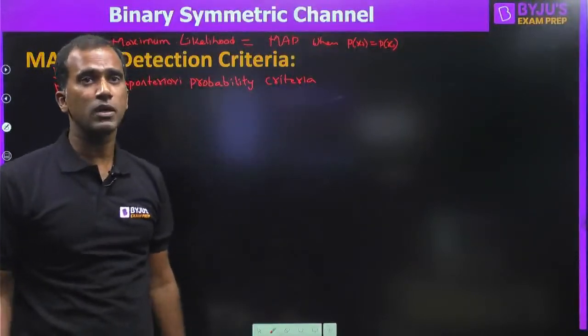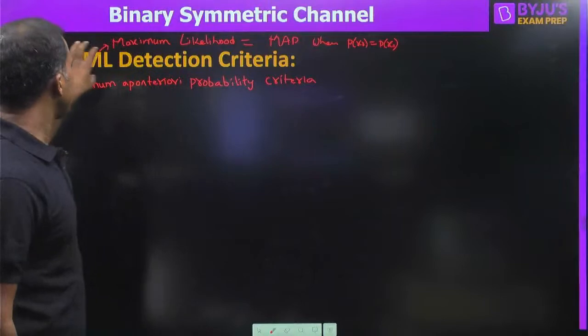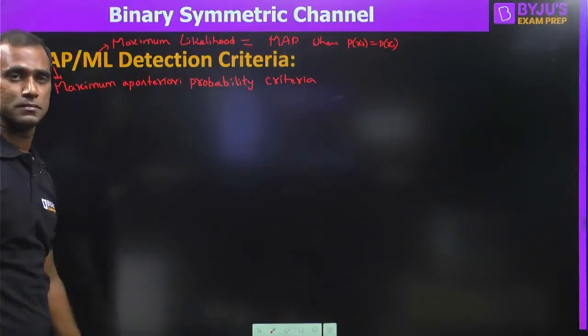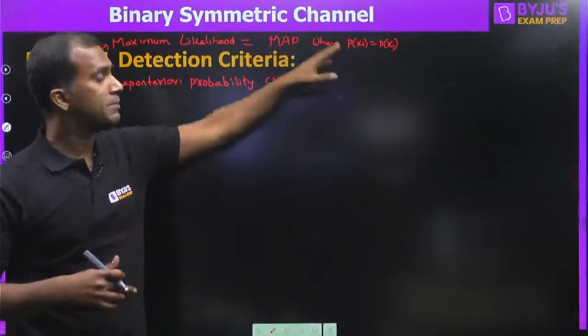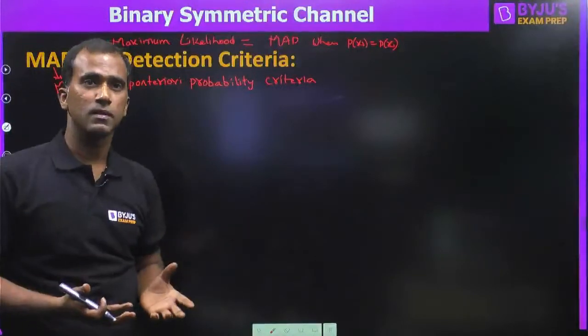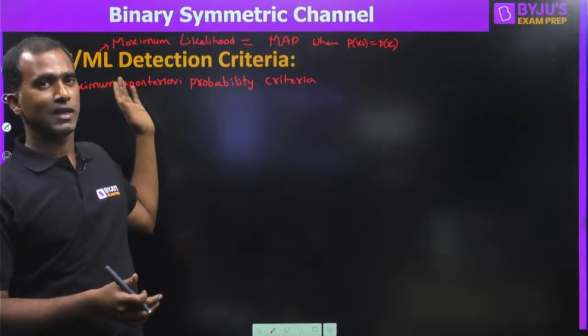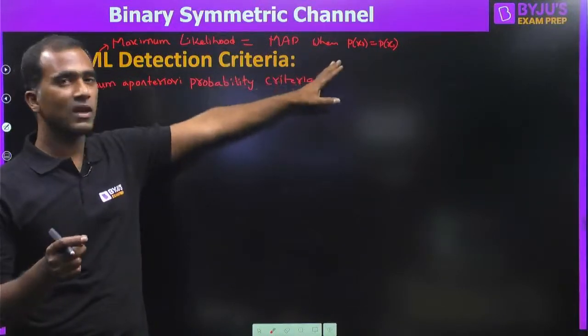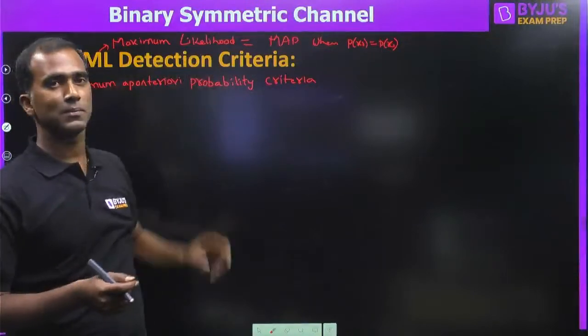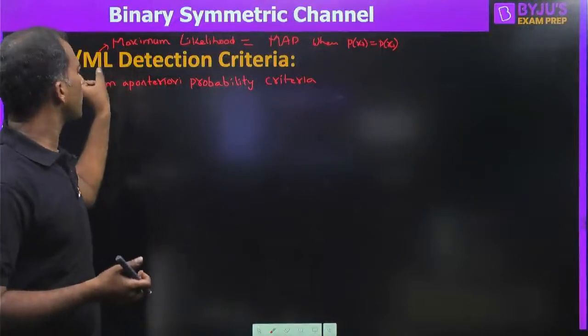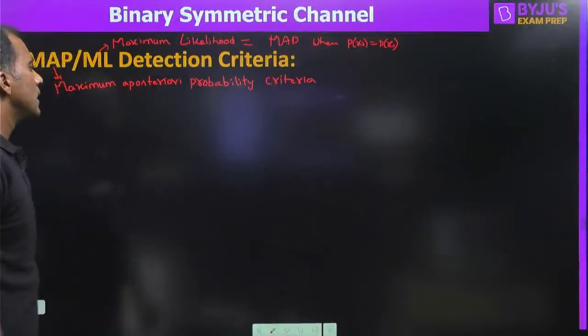If those probabilities are not equal, then we are not talking about ML, we are talking about MAP. So MAP, the special case is ML. MAP talks about all types of probabilities. P of x0, P of x1 can be anything. Any combination of P of x0, x1, MAP addresses that. In that, a special case where these two are equal, we call it ML. Both are the same criteria only, but this is a special case where the probabilities of inputs are equal. Okay, wonderful.